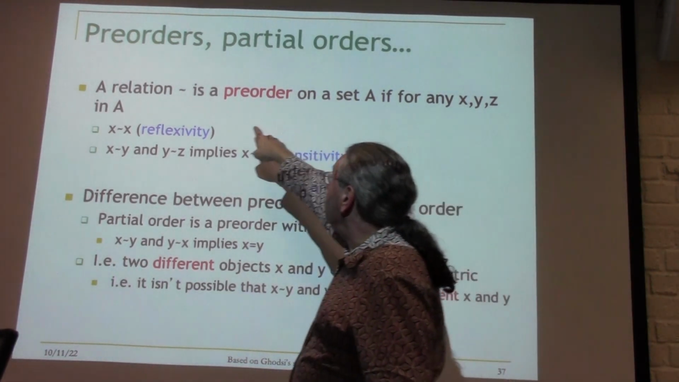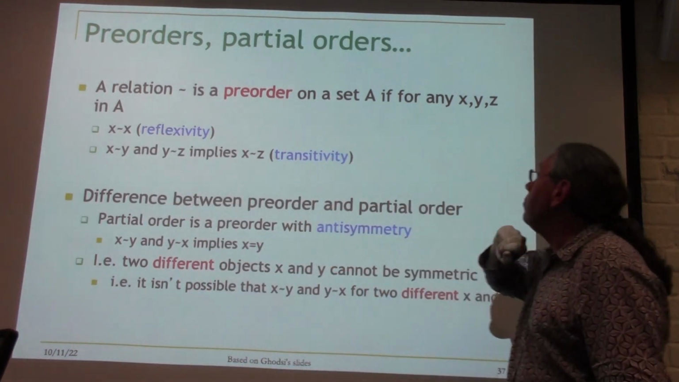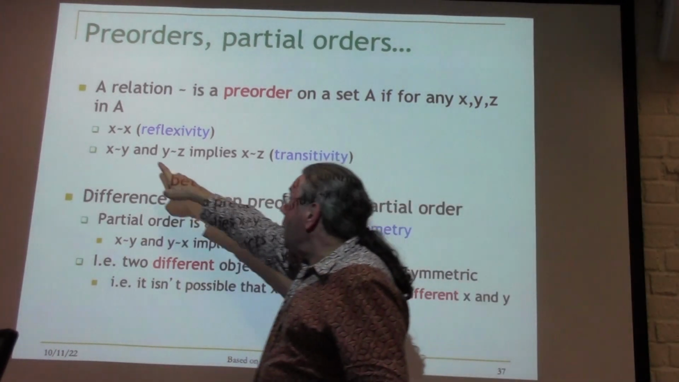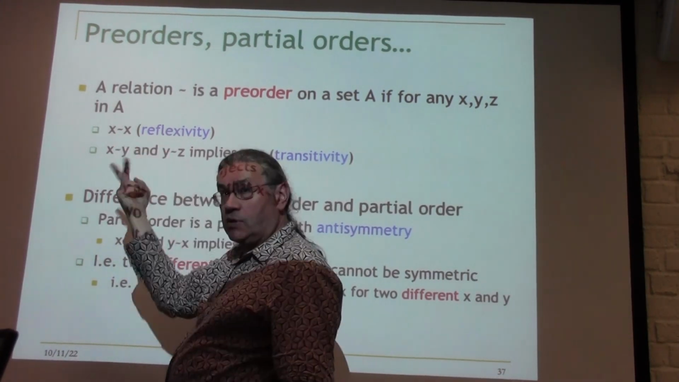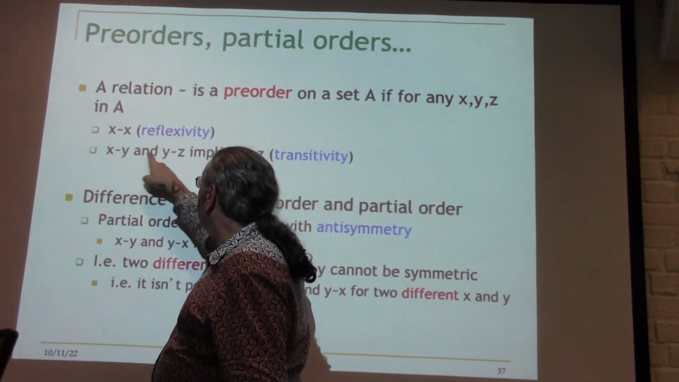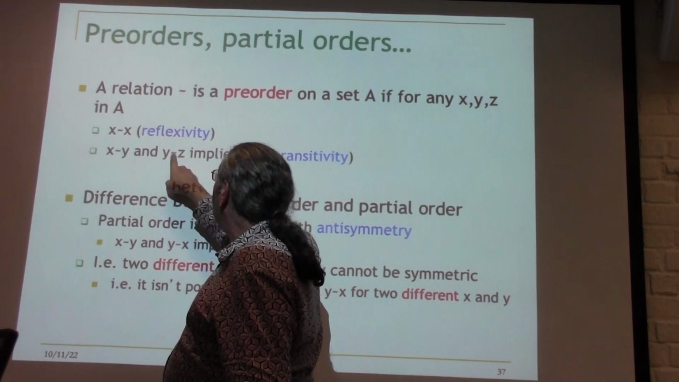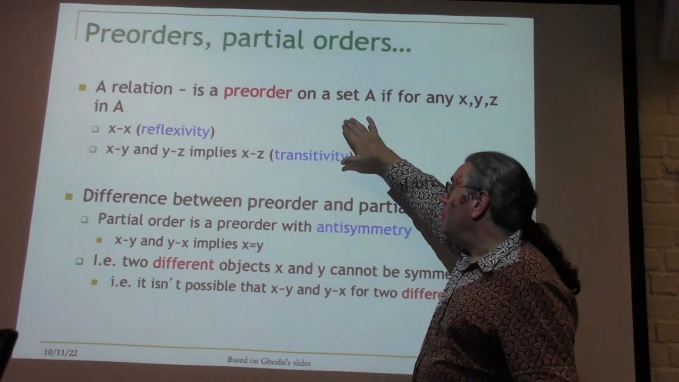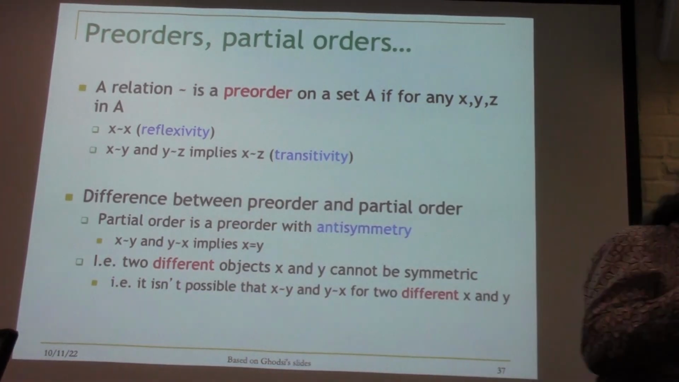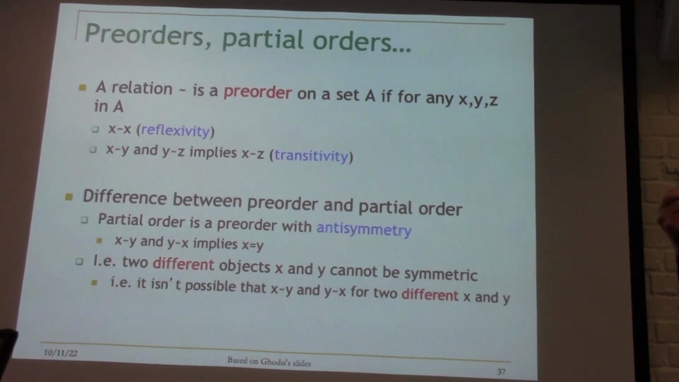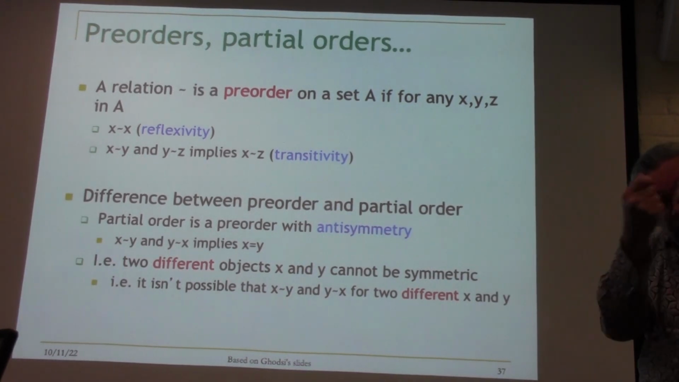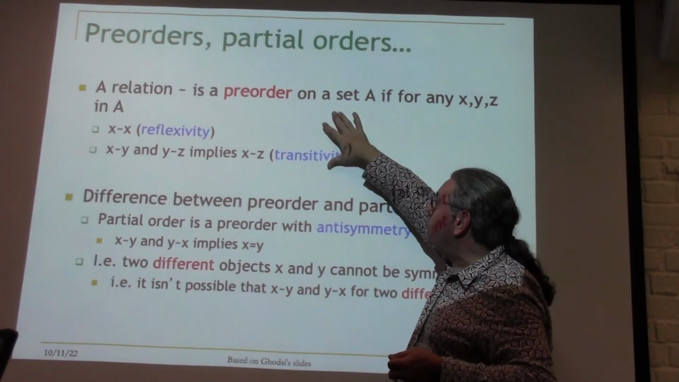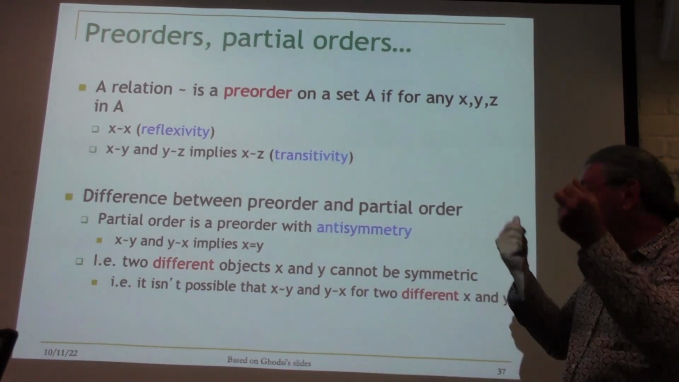So a pre-order, here's a little tilde. This little tilde is a pre-order on a set A if for any x, y, and z, x is connected to x, so that's reflexive, but it's also transitive: if x is connected to y and y is connected to z, then x is connected to z. But that's it. It's reflexive and transitive. That means x is related to itself, and you can also make a transitive relationship. This is a simple thing, connecting two entities.